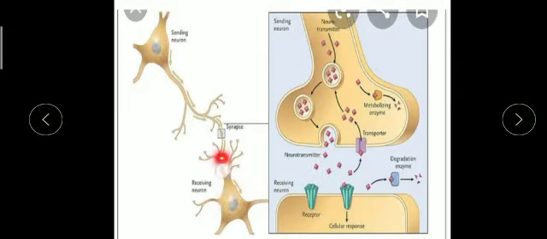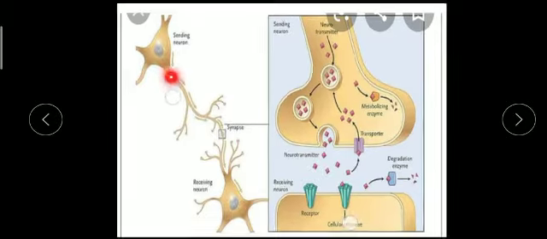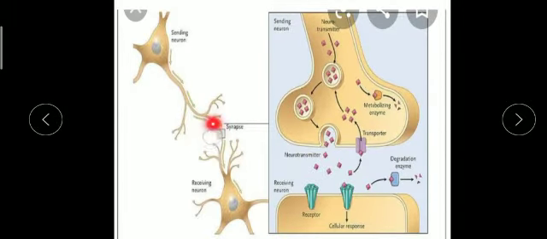Here you can see this is the cyton part of the second and this is the first. This is the nerve ending of the first neuron. The first neuron's nerve ending attaches with the dendrites of the second neuron. The point of attachment where the axon ending attaches with the dendrites of the second neuron is called the synapse. So in this picture you can see the synapse.